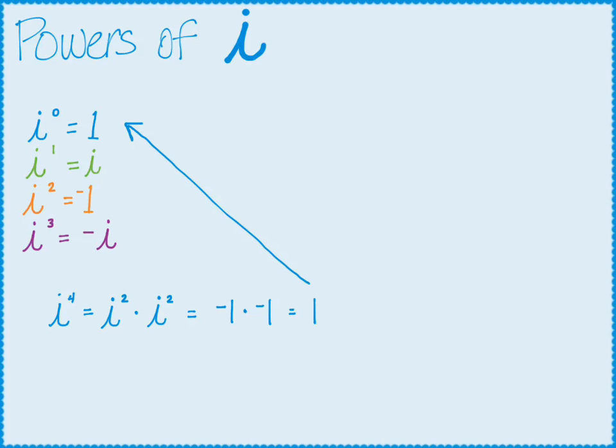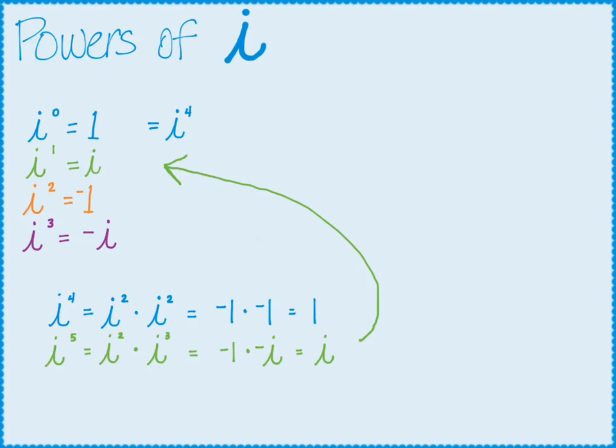i to the 0 equals 1. So we could just say that i to the 0 equals 1 and i to the 4th equals 1 and write them on the same line there. And i to the 5th, if we break that up, I could break that up into i squared times i cubed. Well, we know that i squared is negative 1, and then from the list, i cubed is negative i. A negative times a negative is a positive, so we get positive i.